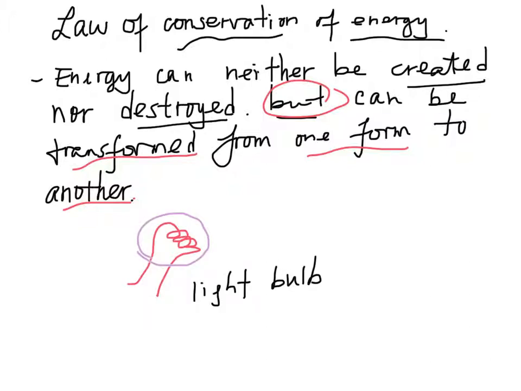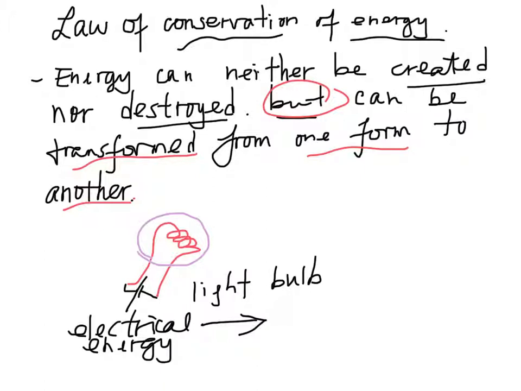Take for example a light bulb. If the light bulb is connected to an electrical source, it will dissipate electrical energy. And electrical energy will be consumed, and this kind of energy will be changed to other forms of energy.